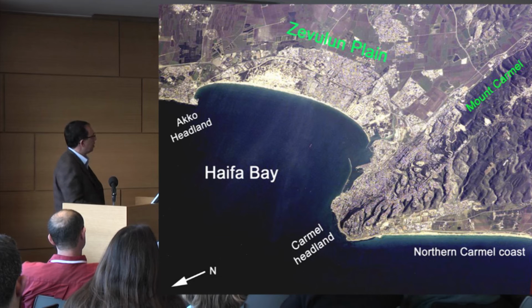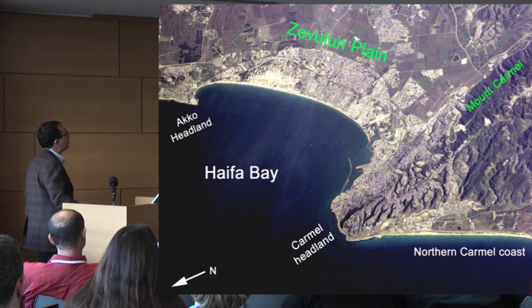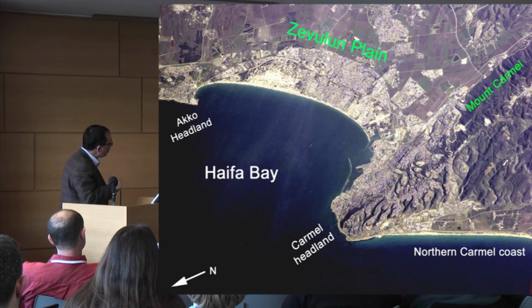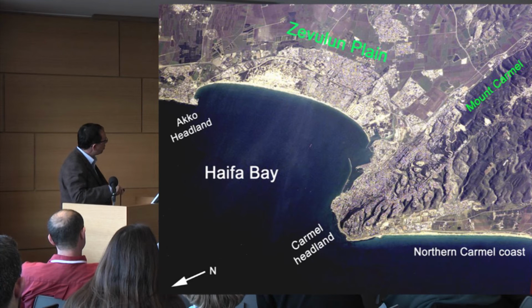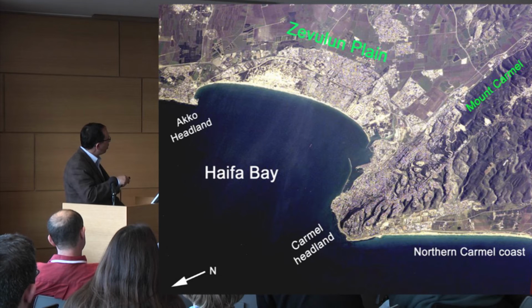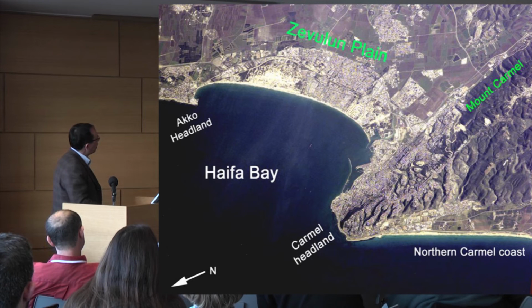I think the most important area from a morphological point of view along the Israeli coast is Haifa Bay. Haifa Bay is bordered by the Carmel Headland in the south and the Akko Headland in the north.